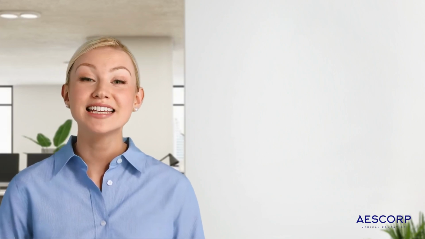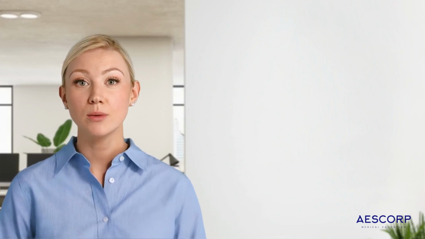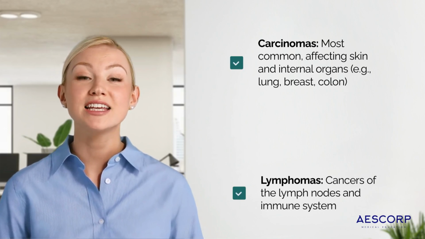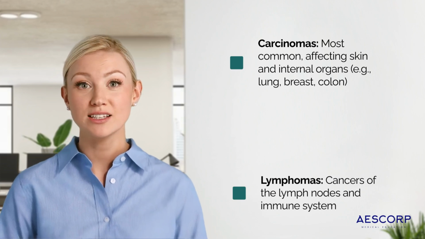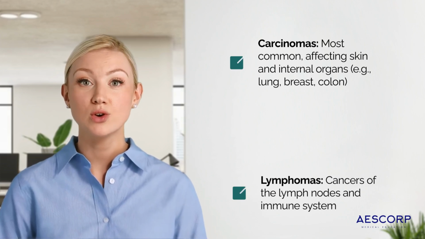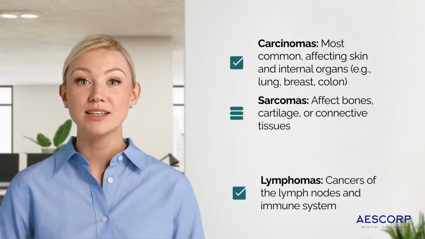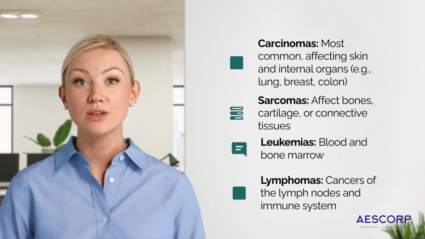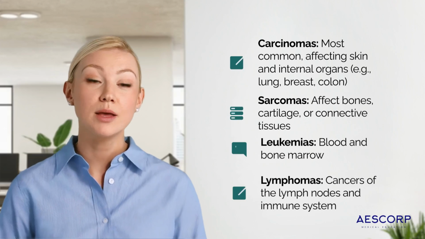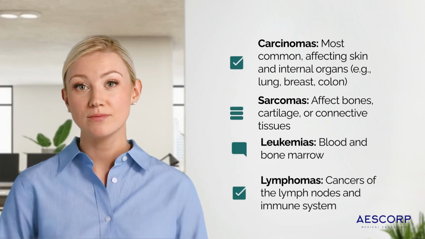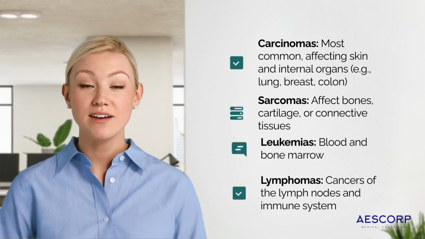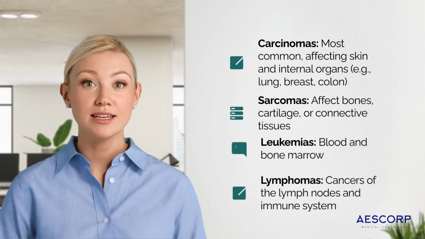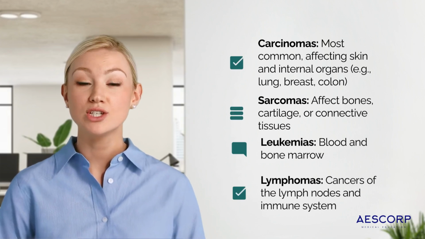Cancers can be divided into several categories, but here are the most common. Carcinomas. These are cancers that start in the skin or tissues that line internal organs. For example, lung, breast, colon cancers. Sarcomas. Cancers that begin in bone, cartilage, or connective tissues. Leukemias. Cancers that affect the blood and bone marrow, as we discussed earlier. Lymphomas. Cancers of the lymphatic system, also mentioned earlier. Each cancer type behaves differently, which is why personalized treatment is so important.